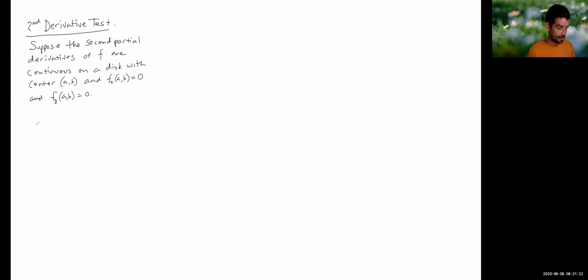Then we have this test. So first we define D, which is a thing that changes depending on which point you're at. The definition of D is you take the second xx derivative. So you've taken the x derivative of the x derivative, the second order partial derivative xx. Do the same thing with the partial derivative in y, both times. You multiply those numbers together.